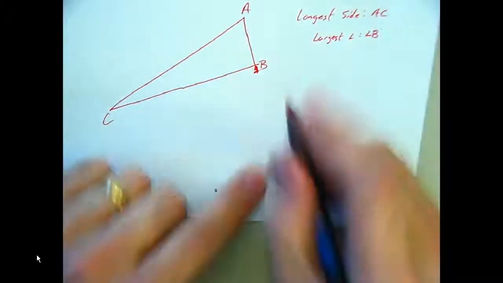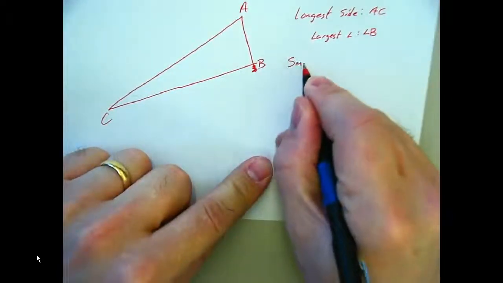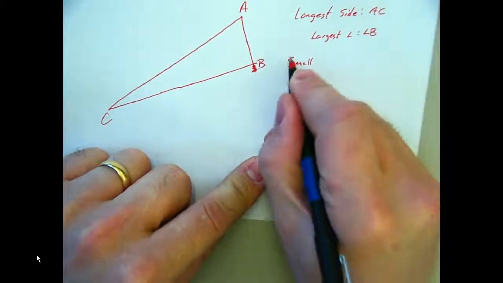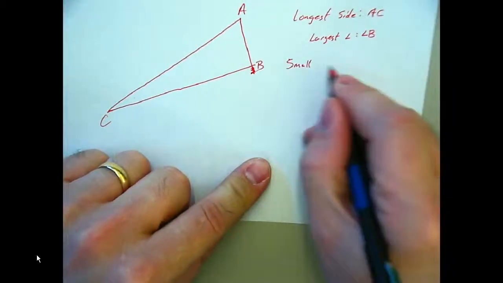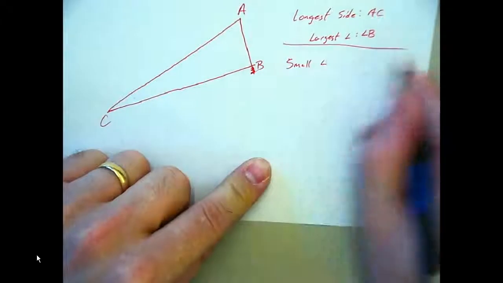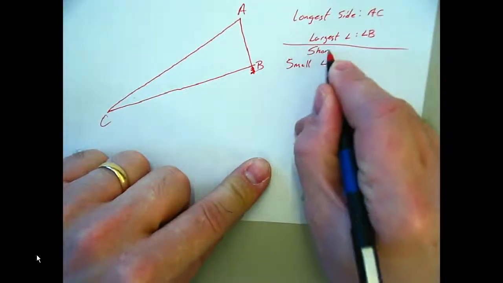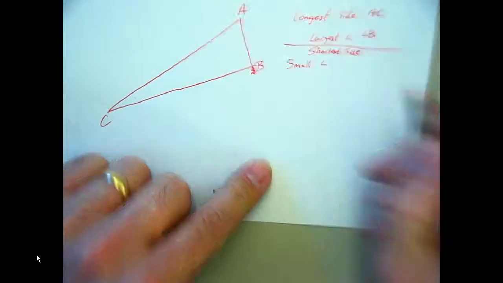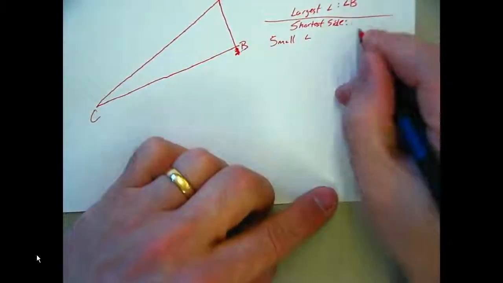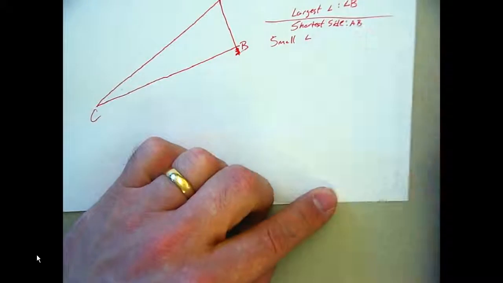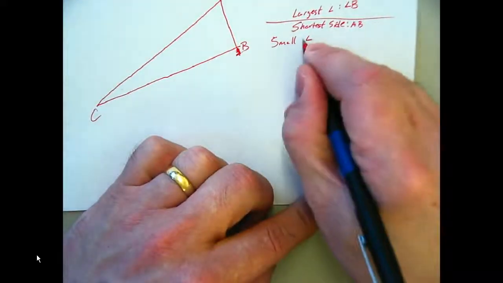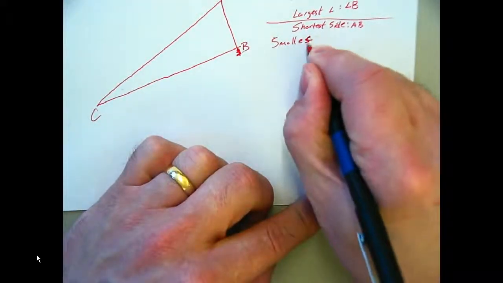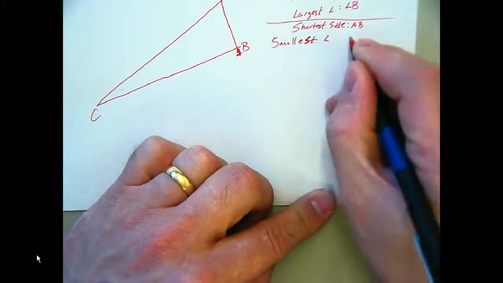Tell your neighbor what the smallest side is, or the shortest. Okay, shortest side is AB. Everyone got that? Very good. What is the smallest angle?